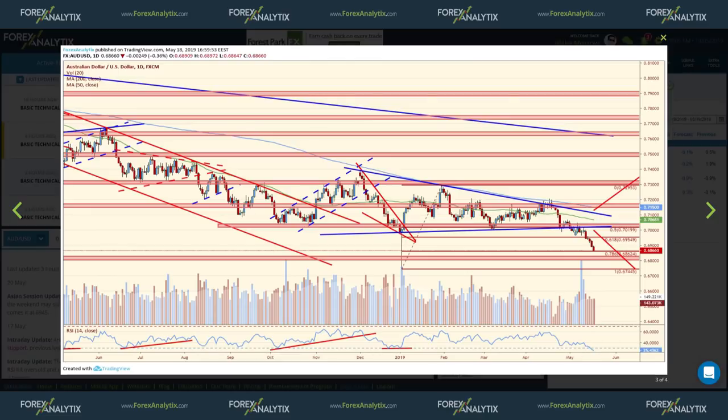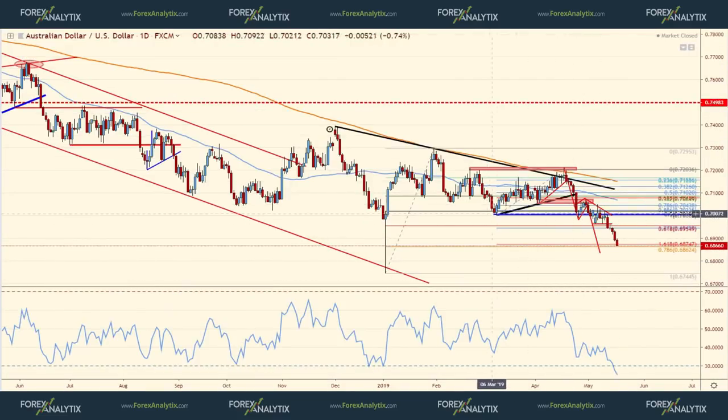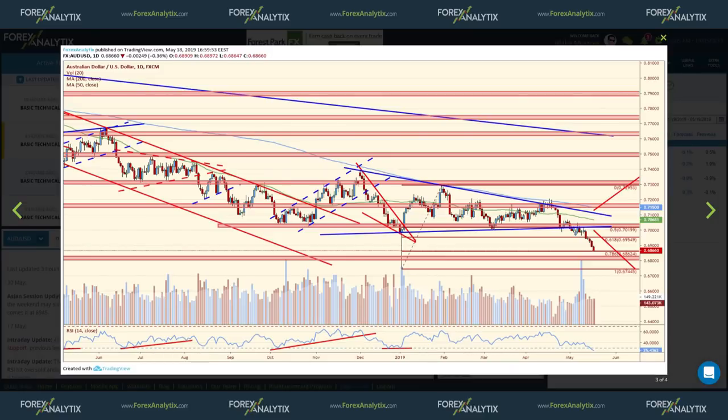One of the other things you might notice with the Aussie, and let me see if I can pull up the Aussie really quick, is we're also at, you can see it here, 161% extension of the last big rally that you see in the market from the mid-range lows, which happened early March, to the highs of April. 161% extension, very oversold on the daily charts. We're at the 78% retracement as well.